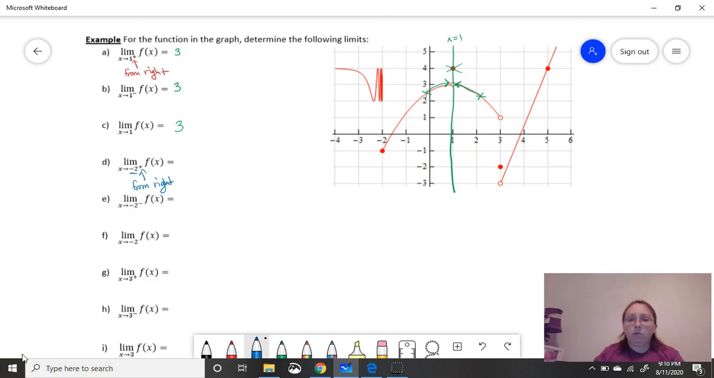So let me mark -2. So -2 is this one right here. Oh boy, lots of interesting stuff going on here. So x is -2, and we're going to start from the right.